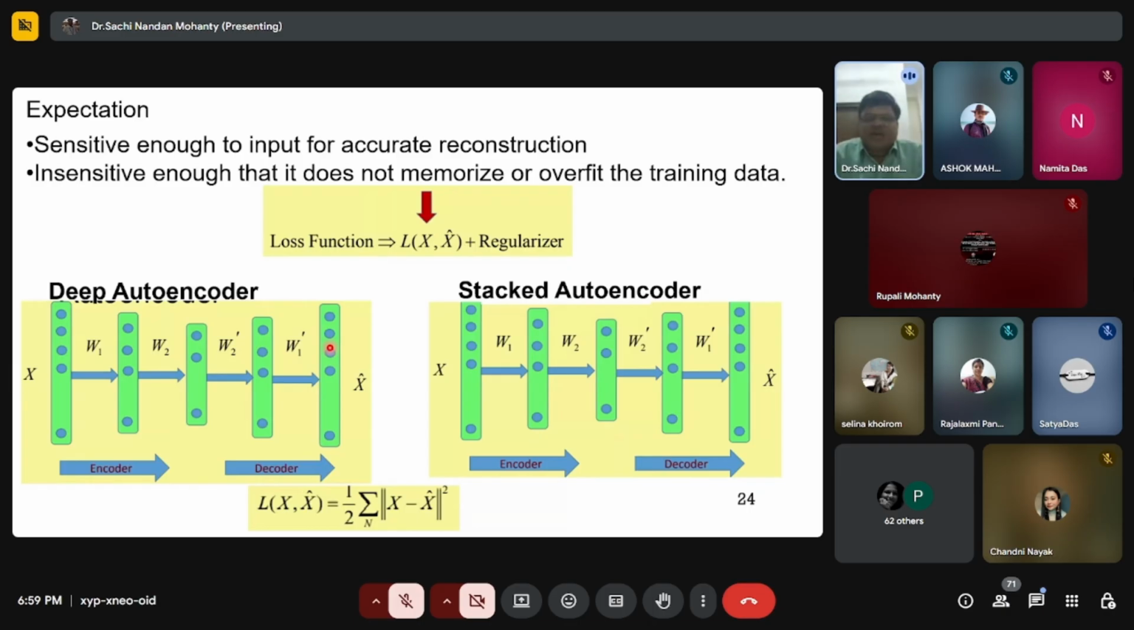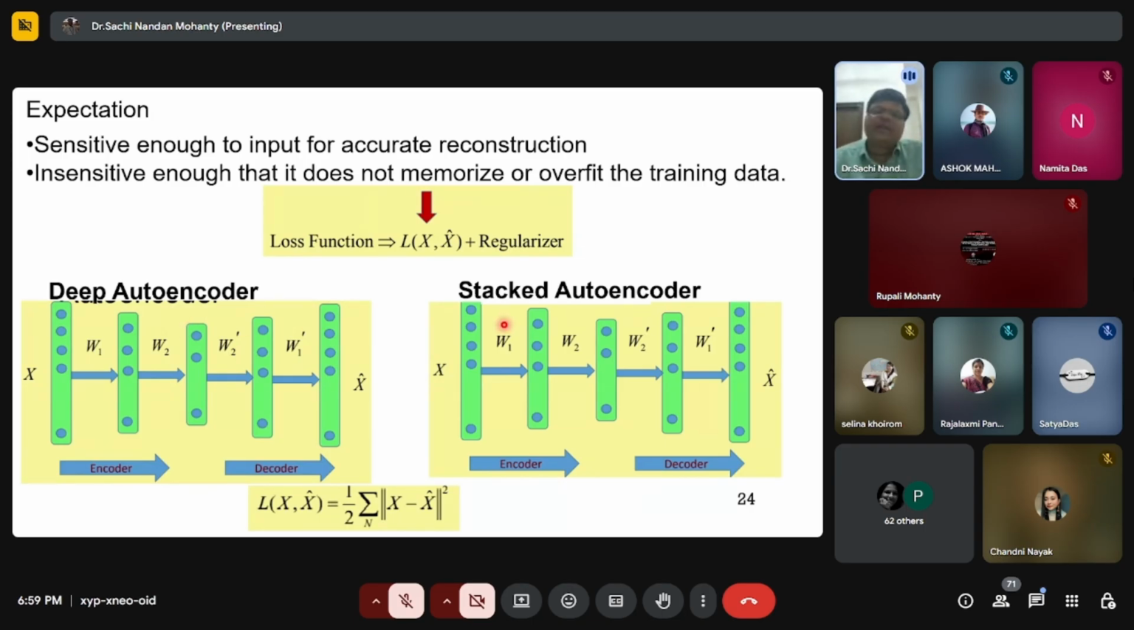As you know, the loss function can define the regularizer. Regularizer means we can find how the loss function will be smoothed and regularized in the case of different types of autoencoders. As I already told you, there are deep autoencoders and stacked autoencoders. Deep autoencoder means the output of one autoencoder is the input to another autoencoder, and so on. Similarly with decoding and encoding: after decoding, the output is given as input to the next autoencoder, and so on.